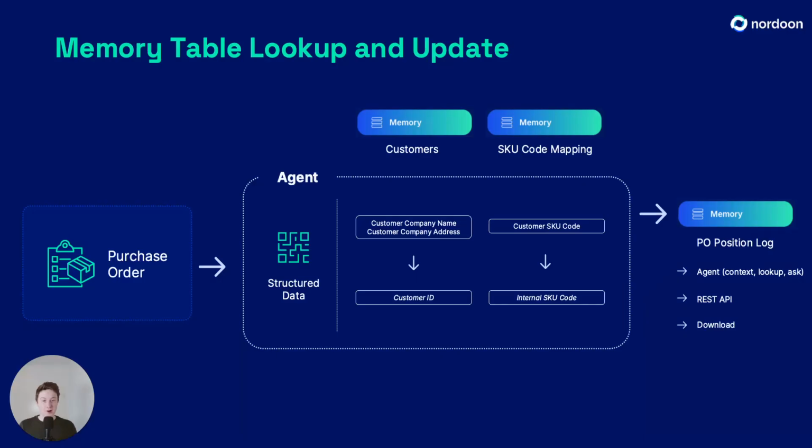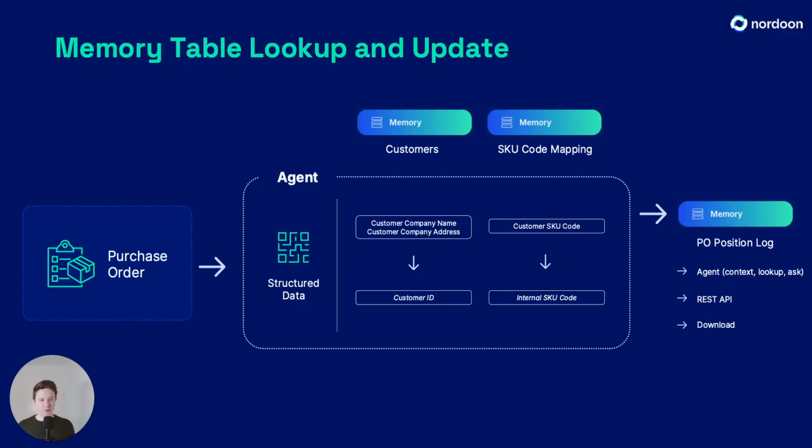In this video, I showcase the basic use of memory tables in agent processing. Our setup is quite simple. First, we receive a purchase order in a PDF form, and we want our agent to process it to structure the data. Then we want to map the customer that is received on the purchase order to our internal customer ID, so we can insert it into our ERP and so on.